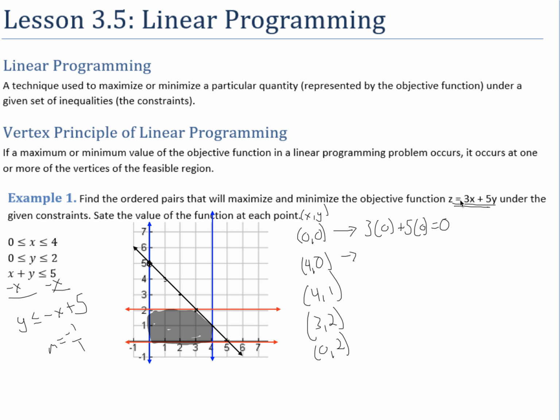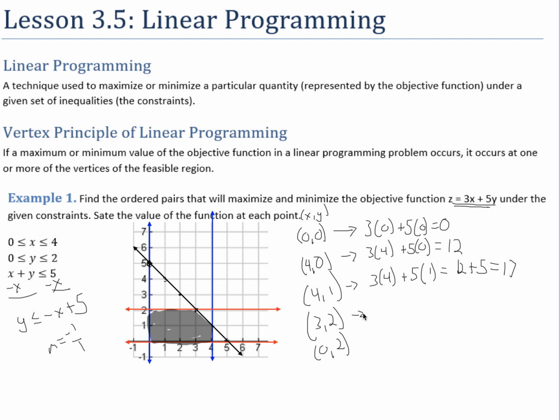This one, we have 3 times x, so 3 times 4, plus 5 times y. Well, our y value is 0. And so this is 12 plus 0, which is 12. Next one, we have 3 times our x value, so 3 times 4, plus 5 times the y value, and our y value is 1. And so this ends up being 12 plus 5, which is 17.